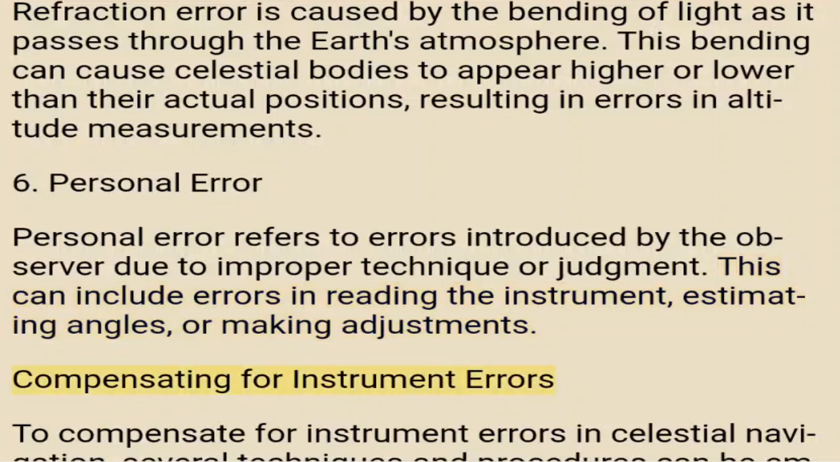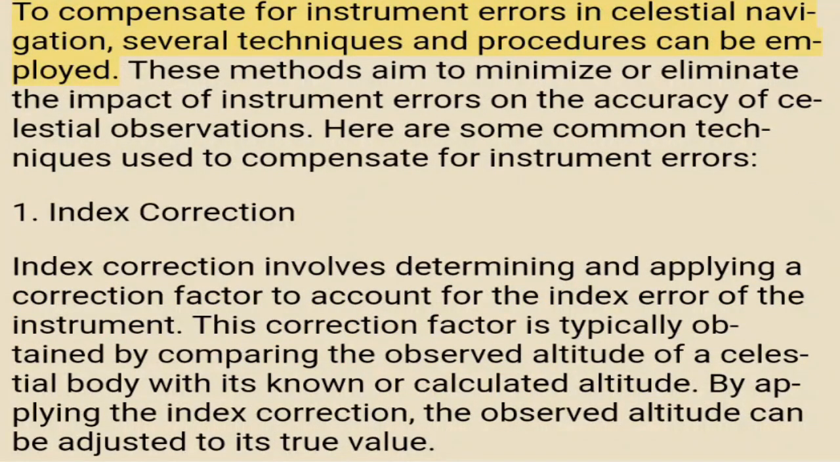Compensating for instrument errors. To compensate for instrument errors in celestial navigation, several techniques and procedures can be employed. These methods aim to minimize or eliminate the impact of instrument errors on the accuracy of celestial observations. Here are some common techniques used to compensate for instrument errors. 1. Index correction. Index correction involves determining and applying a correction factor to account for the index error of the instrument. This correction factor is typically obtained by comparing the observed altitude of a celestial body with its known or calculated altitude. By applying the index correction, the observed altitude can be adjusted to its true value.